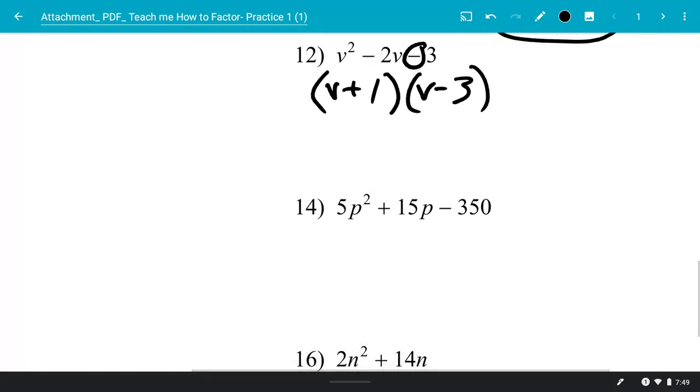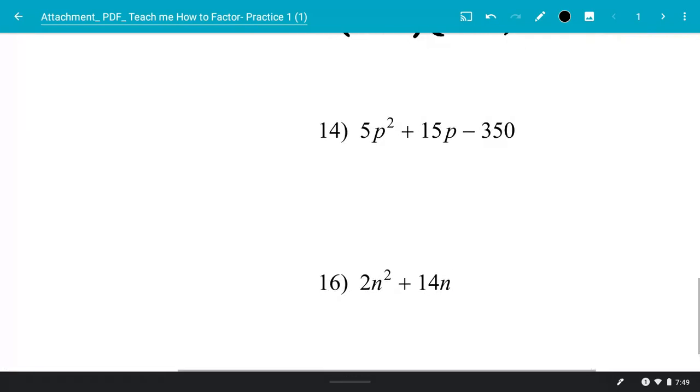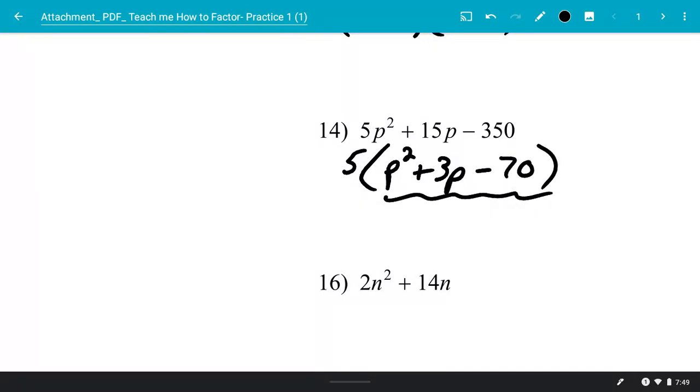Number 14, is there a GCF? Absolutely. I can pull out a 5. So I'm left with 5 times p squared plus 3p minus 70. Okay, now, can I factor what's inside there? Well, sure. I'm going to leave this 5 on the outside. Not going to do anything with it. And I'm just looking at the inside, okay? Is there a GCF now? No, I've already taken care of it. Is there a leading coefficient now? No, I've already taken care of that as well.